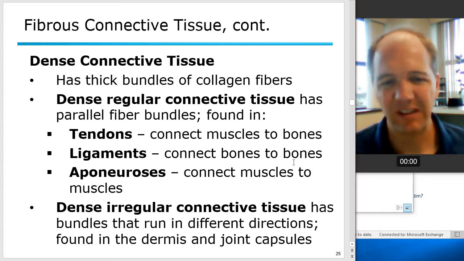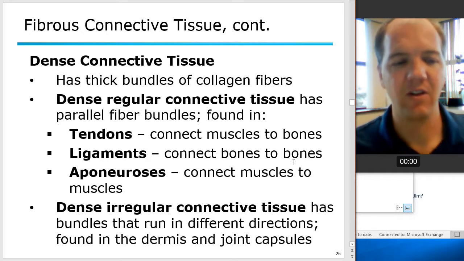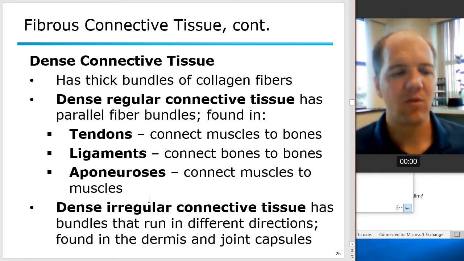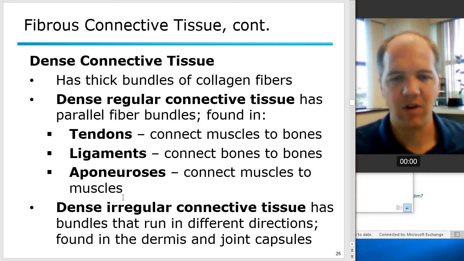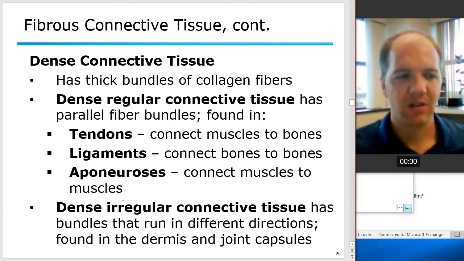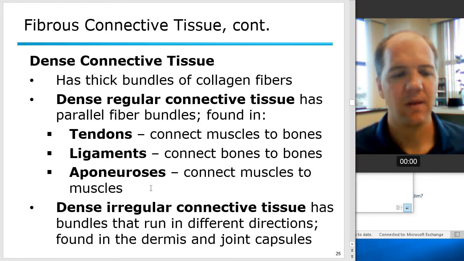Sometimes people tear their ligaments, like their ACL. You may have heard of somebody tearing their ACL in their knee. That's a ligament. And then aponeuroses connect muscles to muscles. One example of a place where we see this is in your abdominal muscles. So you have your muscles, and they're connected together by this dense connective tissue.